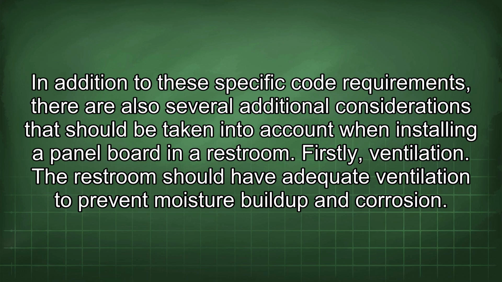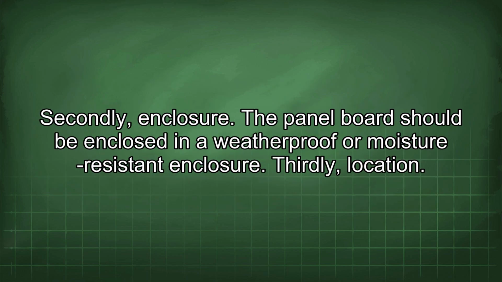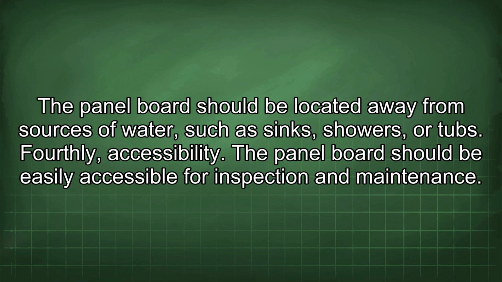Firstly, ventilation. The restroom should have adequate ventilation to prevent moisture buildup and corrosion. Secondly, enclosure. The panel board should be enclosed in a weatherproof or moisture-resistant enclosure. Thirdly, location. The panel board should be located away from sources of water, such as sinks, showers, or tubs. Fourthly, accessibility. The panel board should be easily accessible for inspection and maintenance.